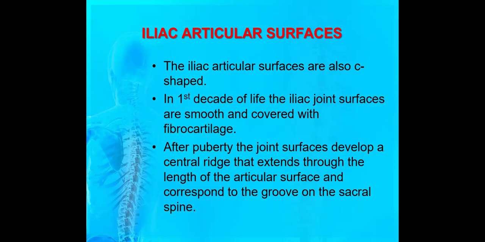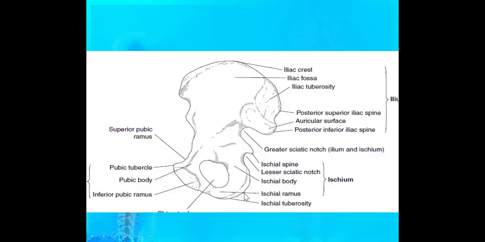In the first decade of life, the iliac joint surfaces are smooth and covered with cartilage. After puberty, the joint surface develops a central ridge that extends through the length of the articular surface and corresponds to the groove on the sacral spine. So that is the auricular surface of the iliac spine, which resembles the human ear. This surface of the iliac makes the joint with the auricular surface of the sacrum, and this junction between them is known as the sacroiliac joint.